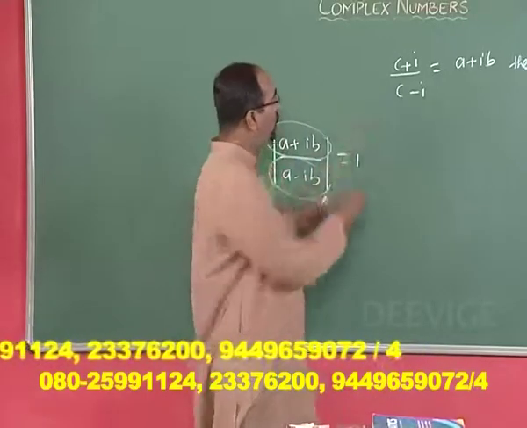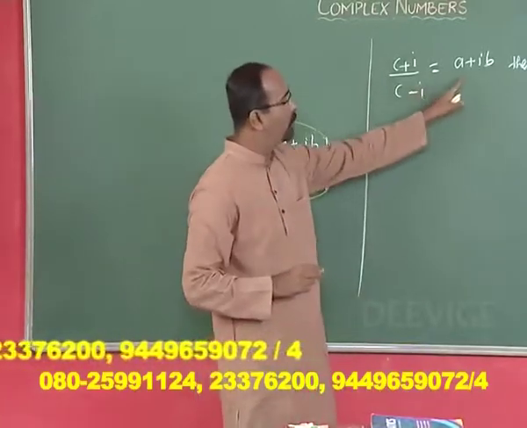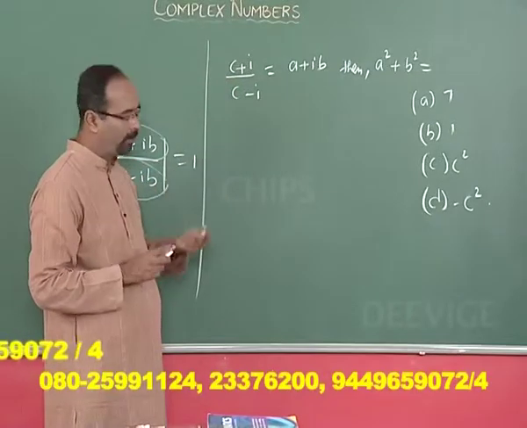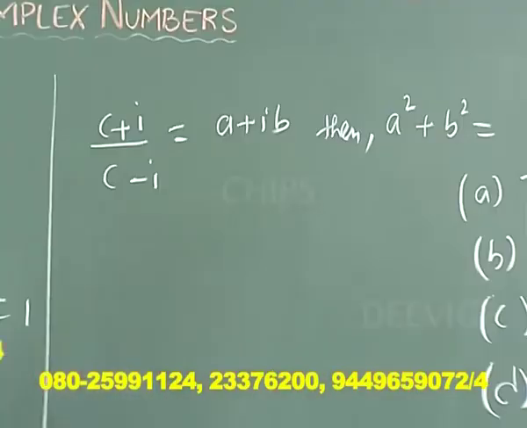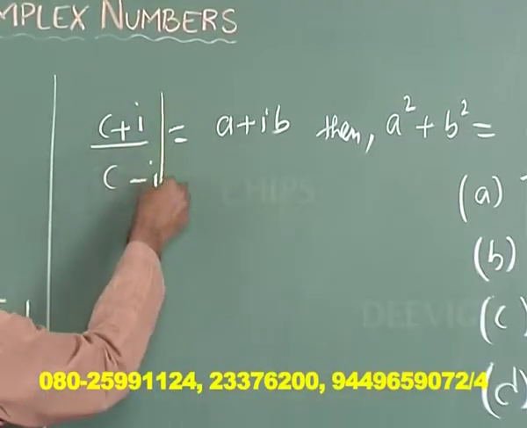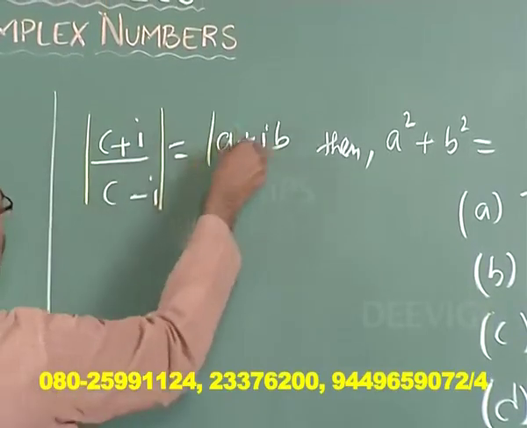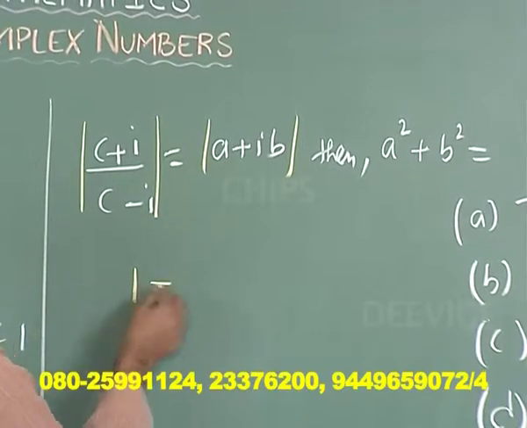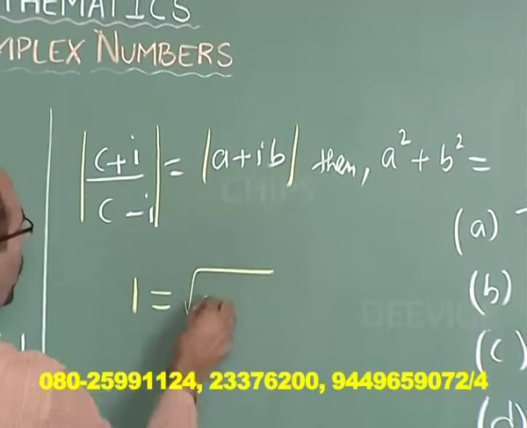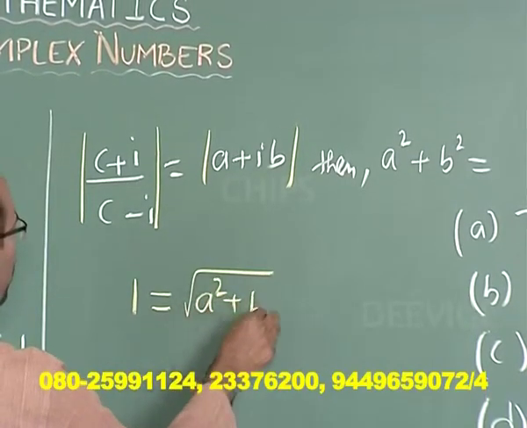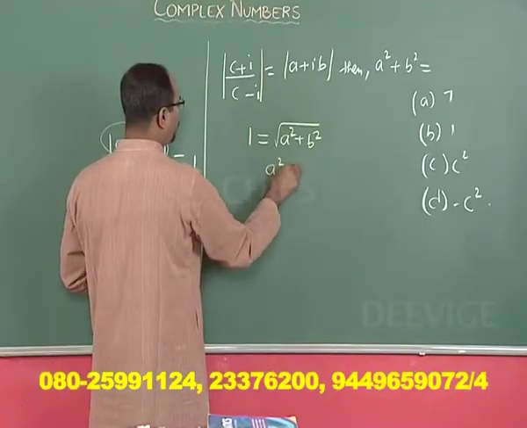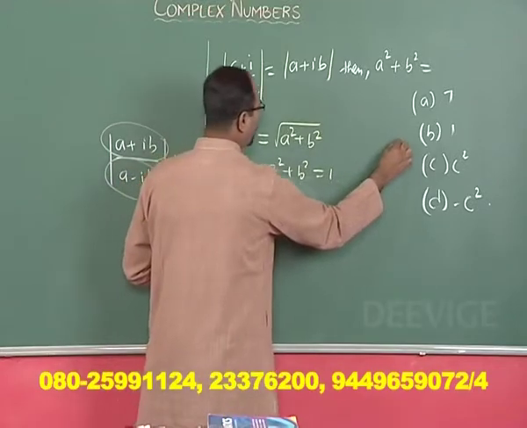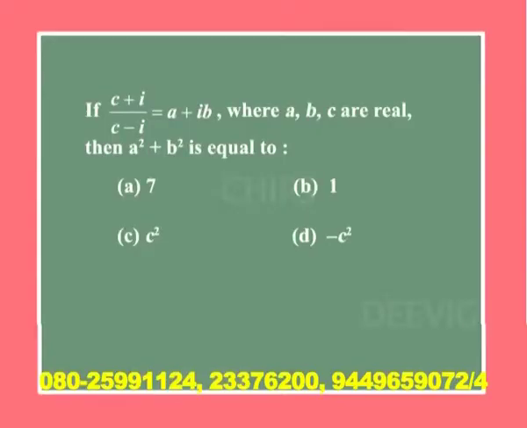You are asked to find what is a^2 + b^2 if a + ib is equal to (c + i)/(c - i). It's very simple. Put modulus on both sides. What you will get? The left hand side is 1, and the right side is the square root of a^2 + b^2. Therefore, a^2 + b^2 is equal to 1. Clearly, option B is correct.